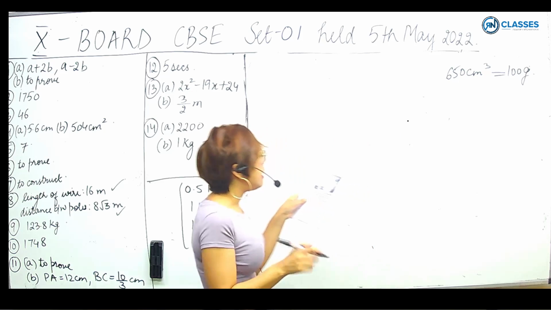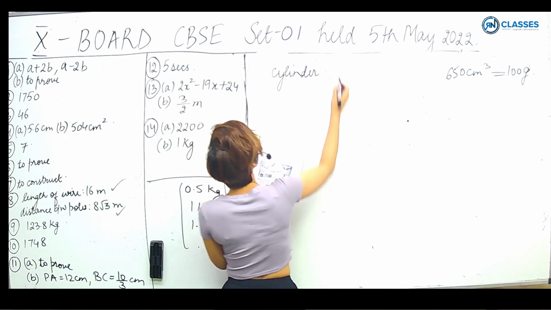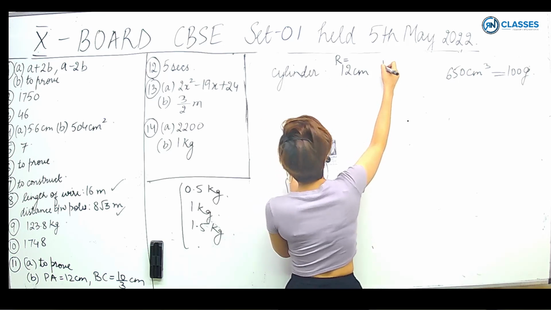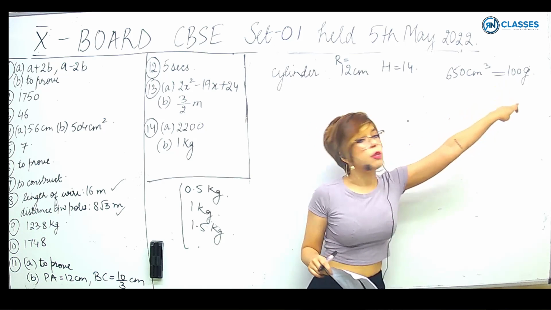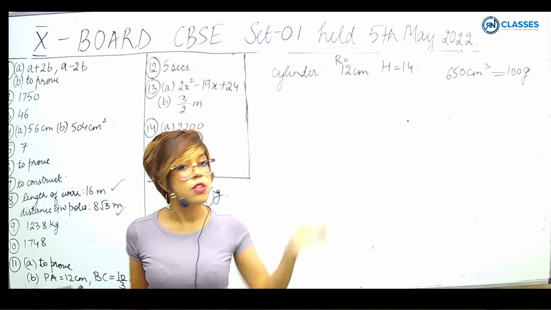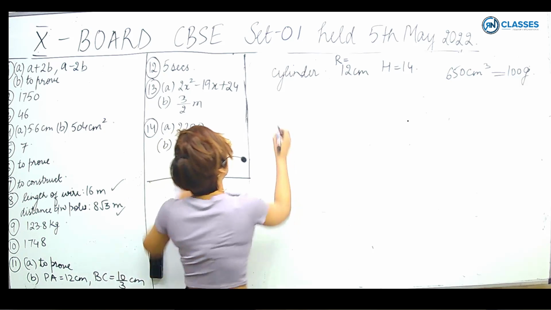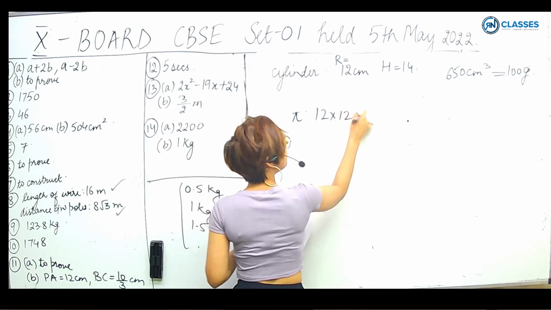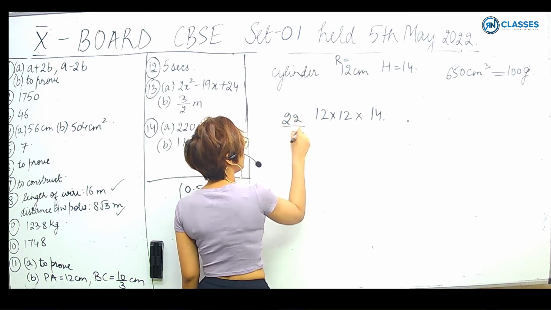Because I know that cake is in the form of a cylinder. Diameter is 24. That means my radius is 12 centimeter. Radius, I can say capital R now. And height is equal to 14, right? And he says this much cubic centimeter is equal to this much gram. If I know the dimensions of the cylinder, do I know the volume of it? The answer is yes. So let me find out the volume of the cylinder, because that will be the volume of the cake. So volume of the cylinder, pi r square, which is 12 into 12, into h, 14. So pi, write as 22 by 7.